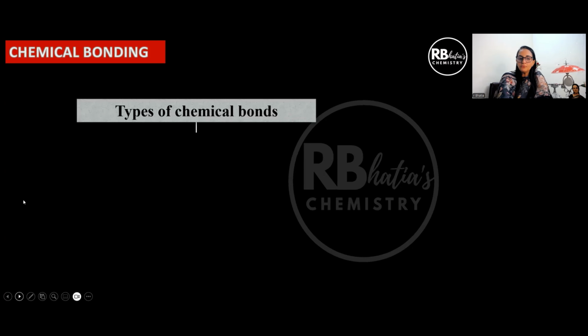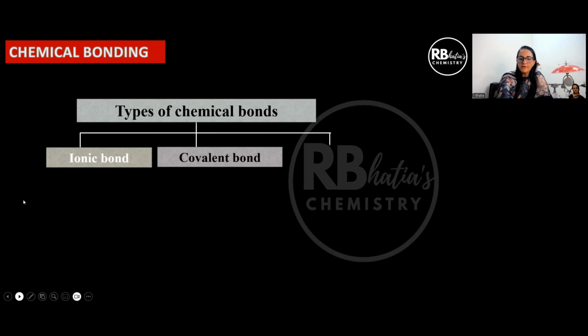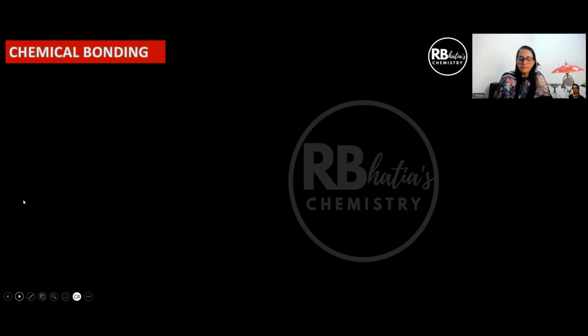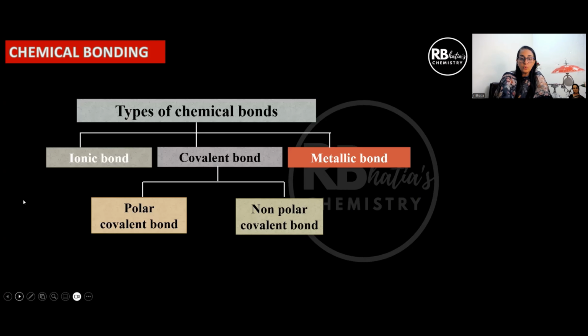So what are the types of chemical bonds that we're going to study in this chapter? Ionic bond, covalent bond, and metallic bond. And then we also have coordinate bonds, where they differ only in the process of formation, but after formation, they behave like covalent bonds only. So polar covalent bonds and non-polar covalent bonds, we have two types of covalent bonds, which we are going to describe under the topic polarity.